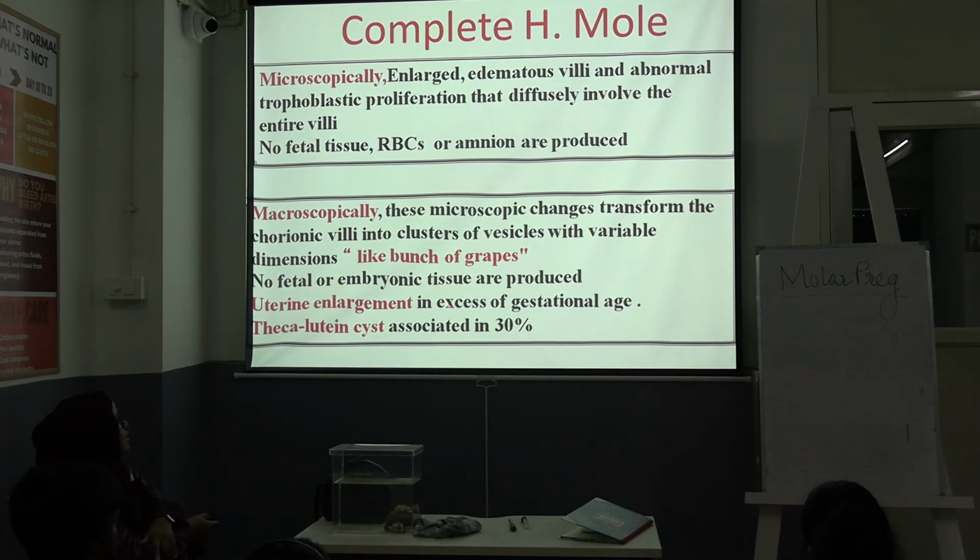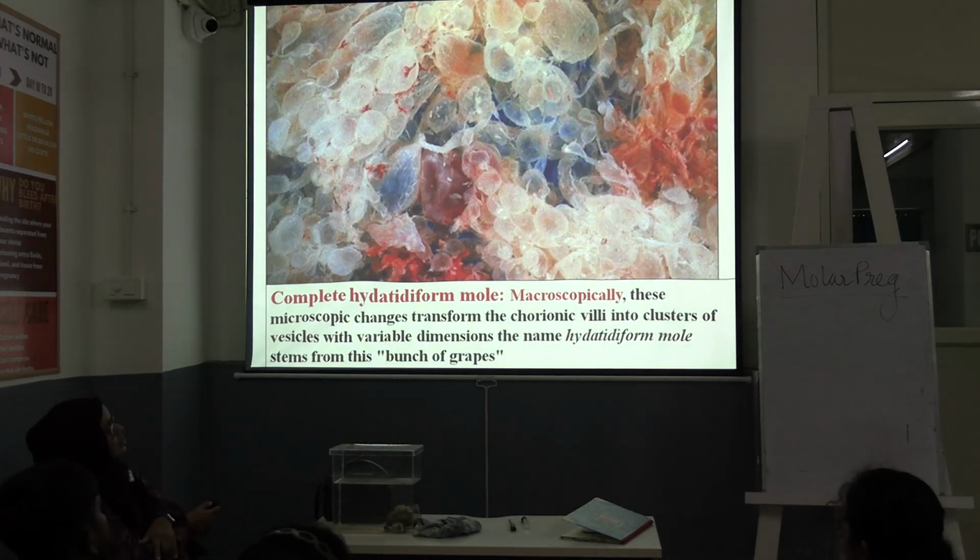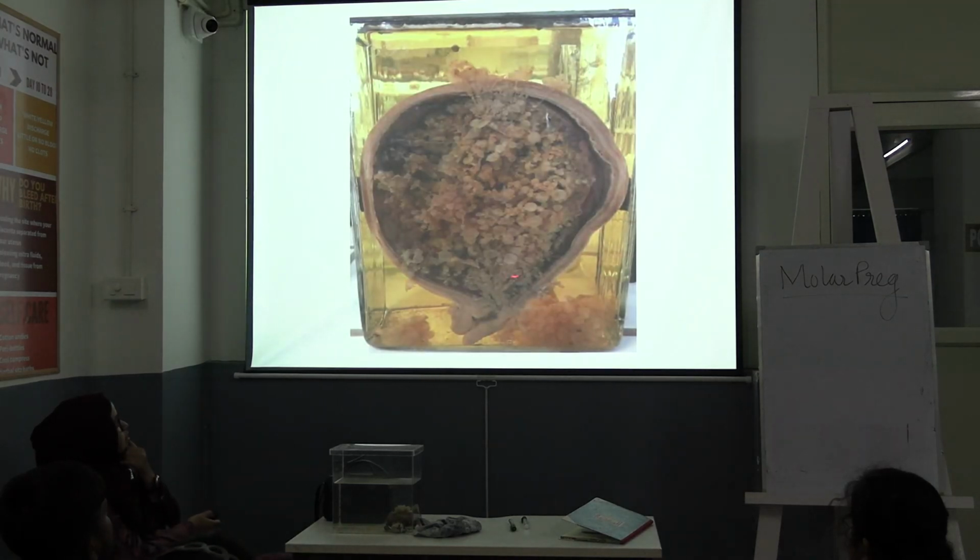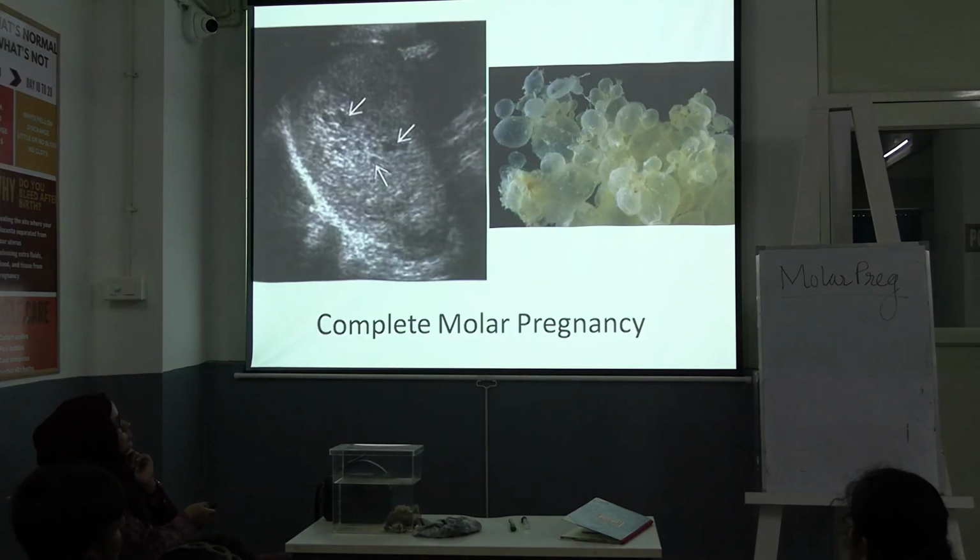Uterine enlargement is in excess of the gestational age, and theca lutein cysts are seen in 30% of H-mole cases. These are the vesicles, fluid-filled, grape-like vesicles. Complete H-mole, these are the bunch of grapes. This is also a case of complete mole, the whole of the uterus. This is also a case of complete mole. The whole of the uterus is filled with grape-like vesicles.